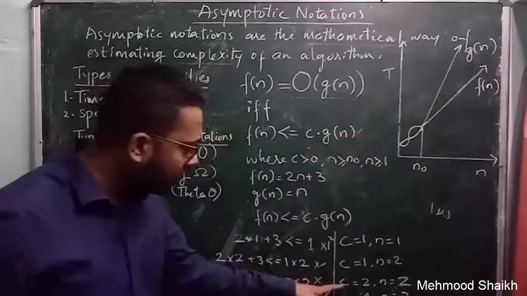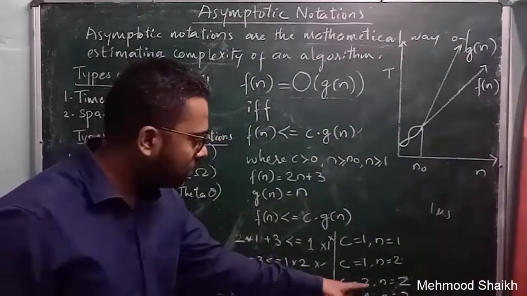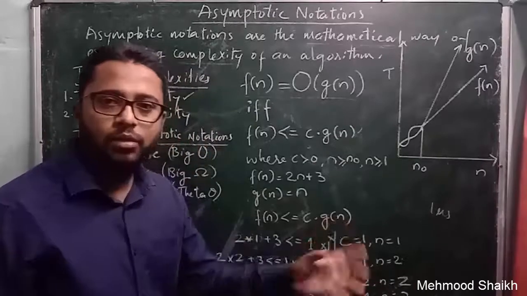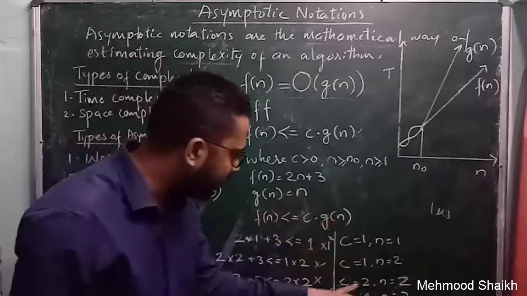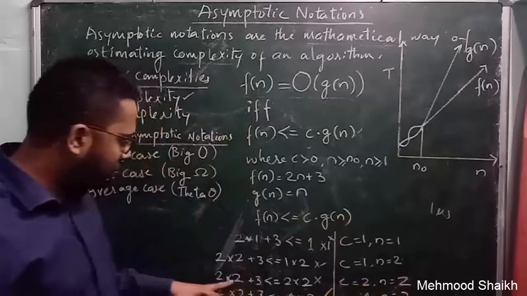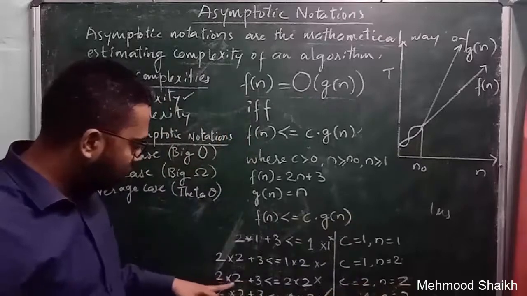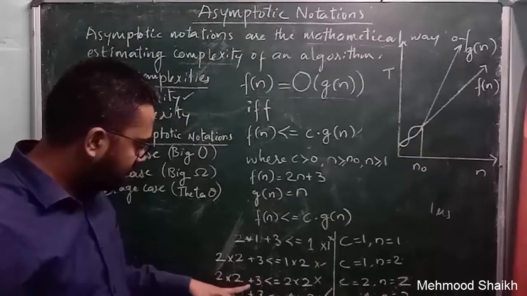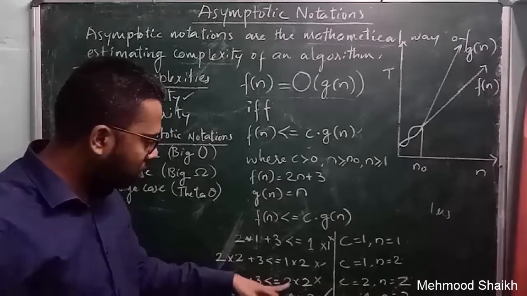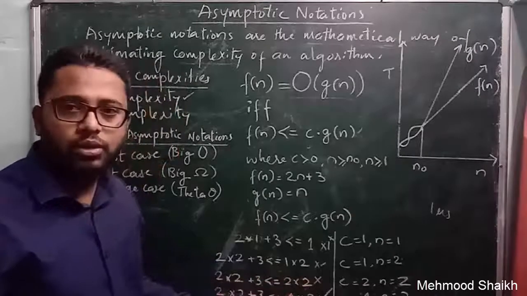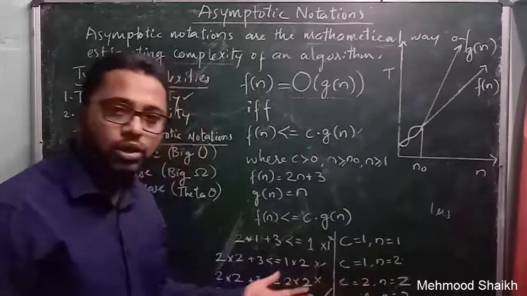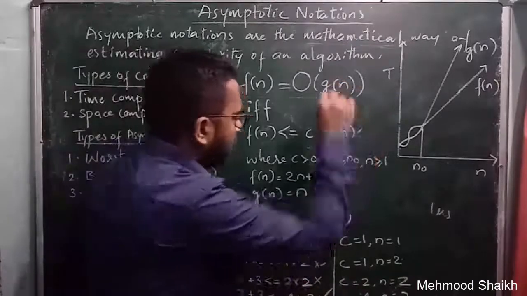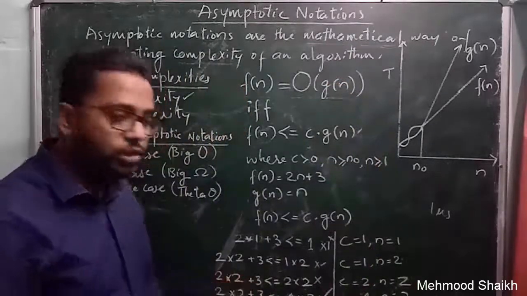So what I will do, I will change the value of c to 2 and I will keep the value of n as 2 itself. With these values I will put them inside this expression. So 2 into 2 plus 3, which is 7, is less than or equal to 2 into 2, which is 4. These values are also not satisfying this expression. 7 is not less than or equal to 4.